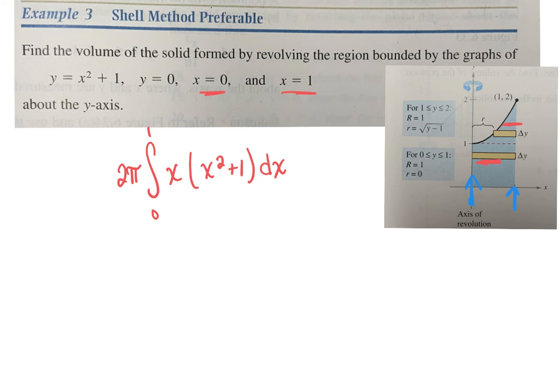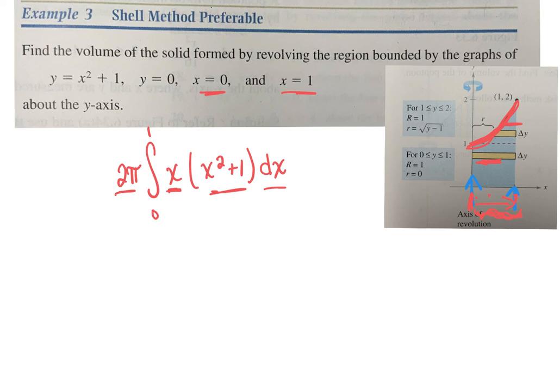I'm going to set up the 2 pi r. 2 pi r is the distance away from what I'm revolving around. I'm revolving around the y-axis. My x value, whatever x value I am on in between here, is my r. So x is my r. My height is my function. So this tells me the height of what I'm revolving around, and dx is the depth. We're going from 0 to 1. So shell method is definitely easier.